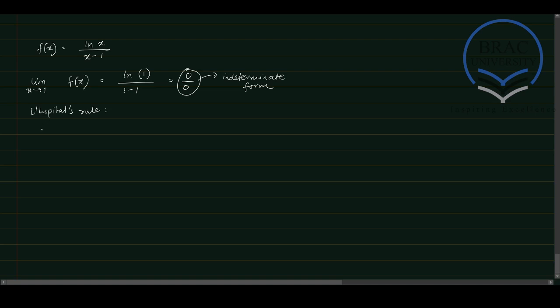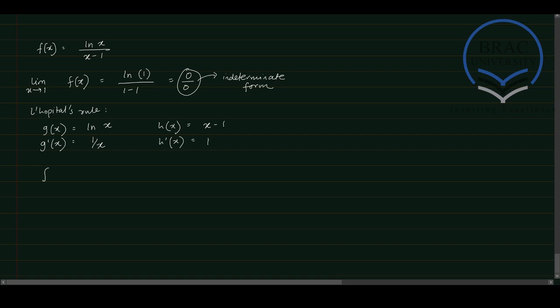For this case, if we name the numerator g of x, we have it as ln of x. Now we need to find the derivative of the numerator separately. So we get g prime of x, the first derivative, as 1 over x. Moving on to the denominator, we also need to find its derivative separately. We denote it as h of x, which is x minus 1, and deriving it once gives us 1. Now we can go ahead and plug in these values.